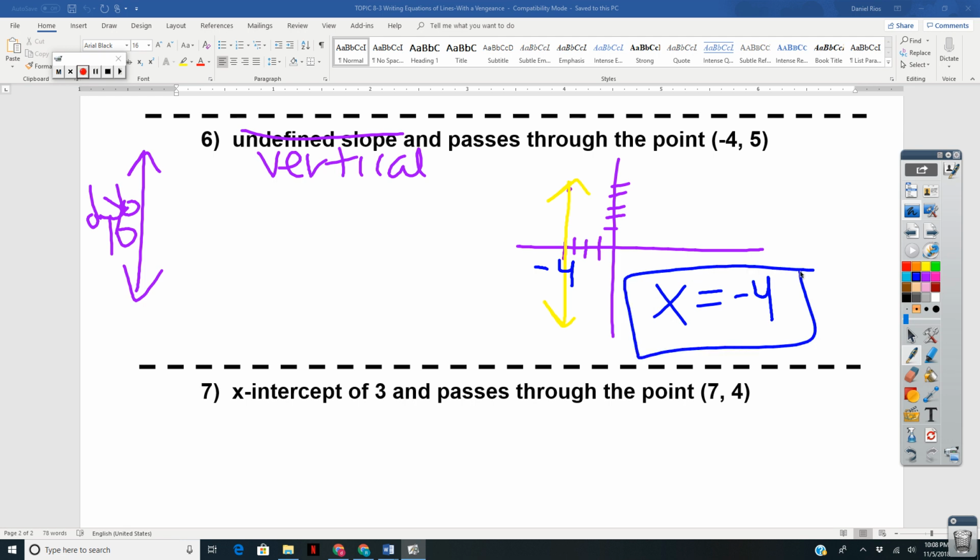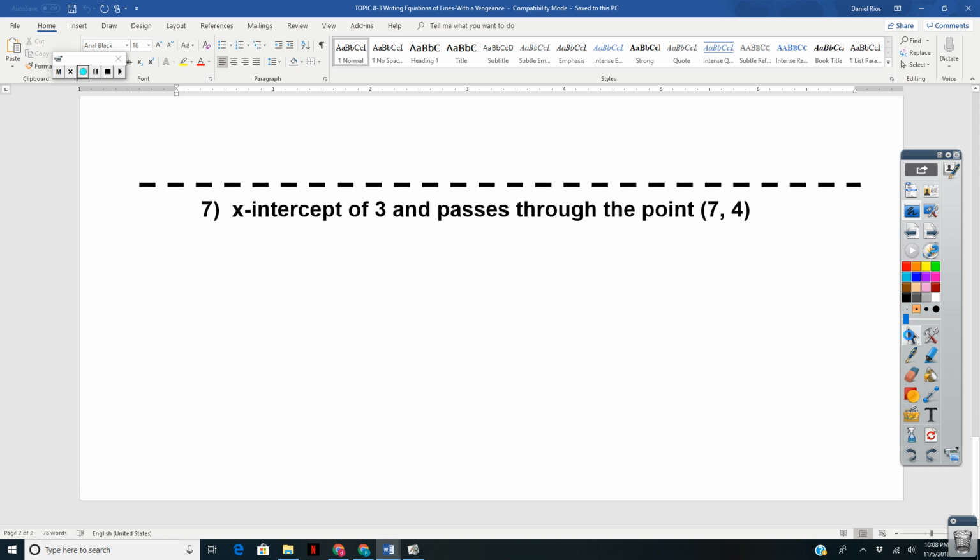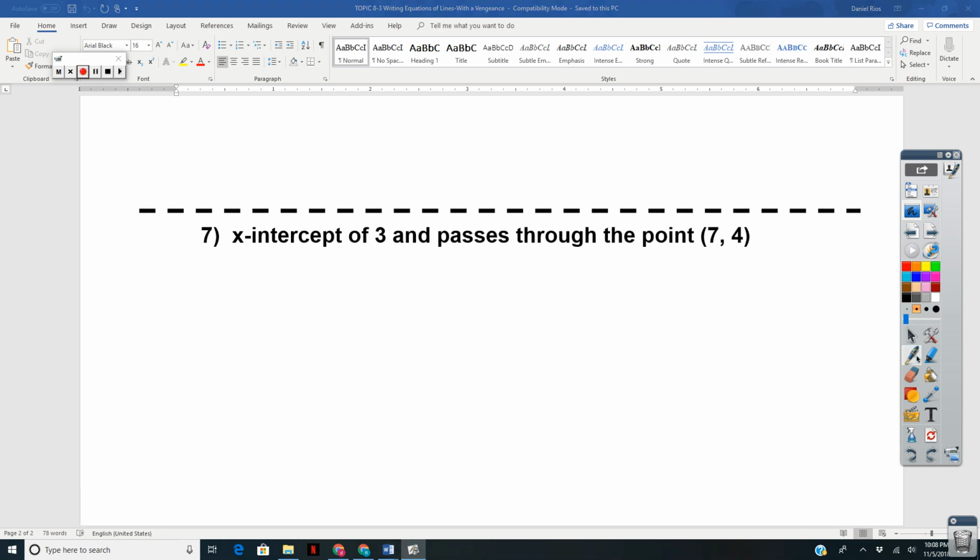Okay. And number 7, I think that's the last one, I hope. And let's delete this. So yeah, this is the last one. X-intercept of 3. So I know it crosses the x-axis here at 3, and it passes through the point 7, 4. So it's 3, 4, 5, 6, 7, and 4. 1, 2, 3, 4. So it passes through that point right there.